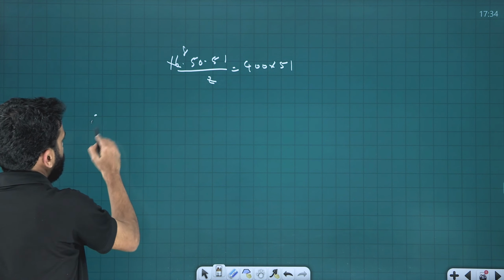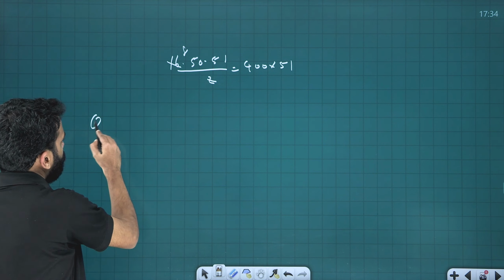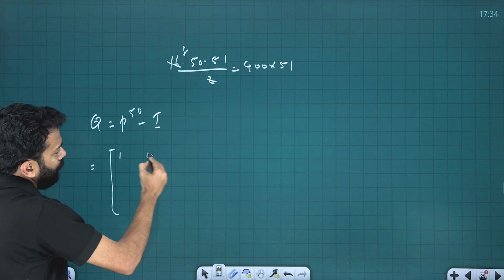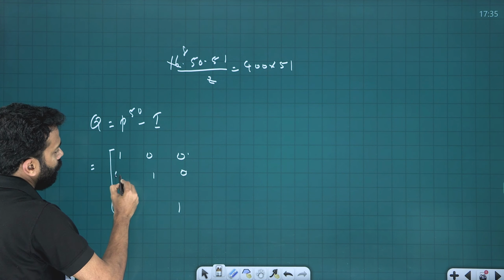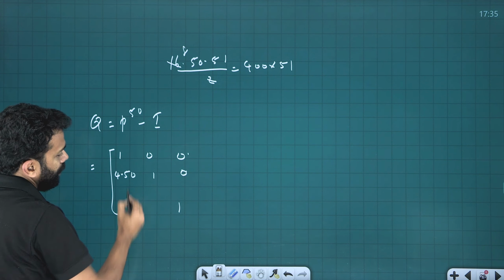You know that Q is equal to, and what was Q again? P raised to 50 minus I. Okay, P raised to 50 minus I. I think we got P raised to 50 already. That is 1, 0, 0. Again 1, 1. It is 0. It is 4 into 50. That is 200, right? We can write that directly. Okay, that is 200. Here also 200. Here it will be 400 into 51.